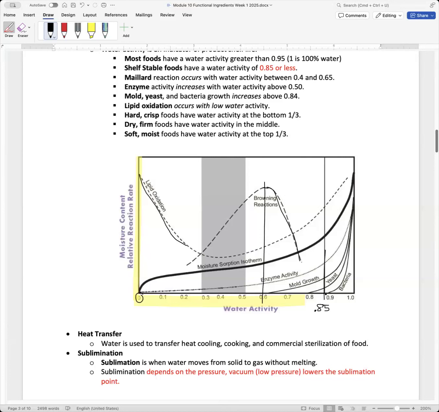And the reason is because, as you can see, when the water activity increases, the bacteria growth increases dramatically. Yeast and molds don't cause illness. They just make the food bad. So they'll tolerate a little bit of mold growth, but above that.